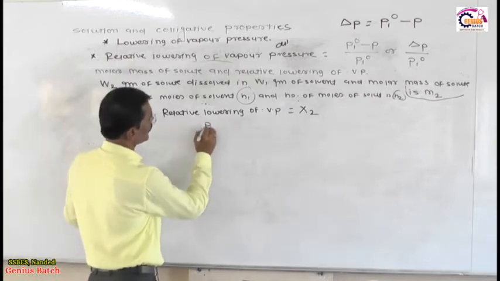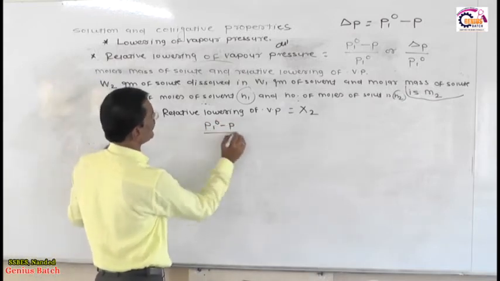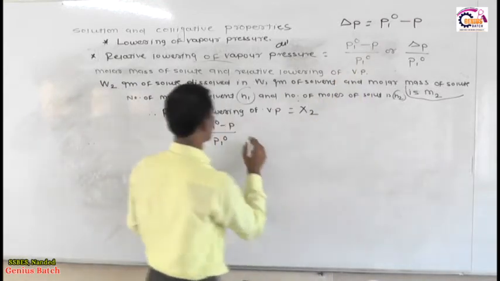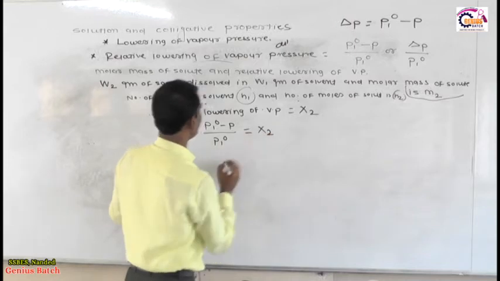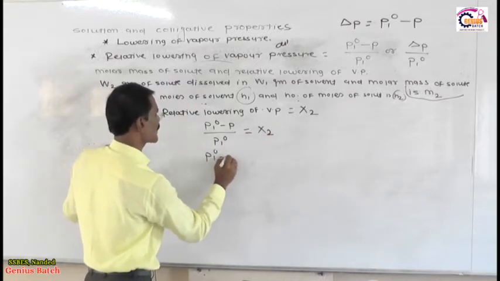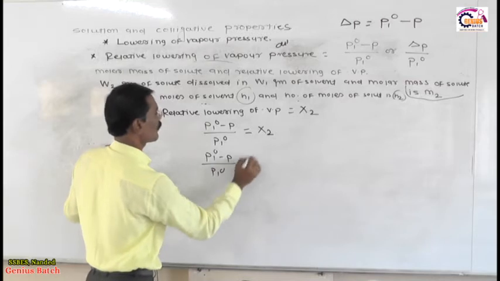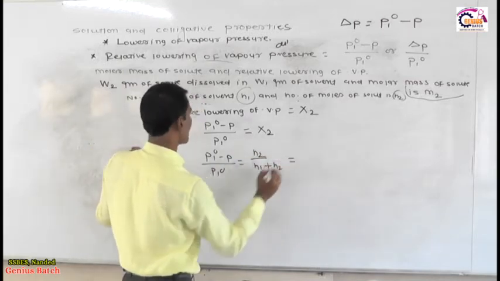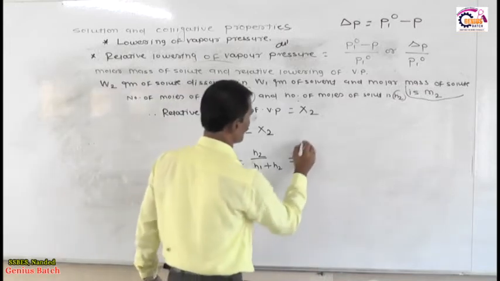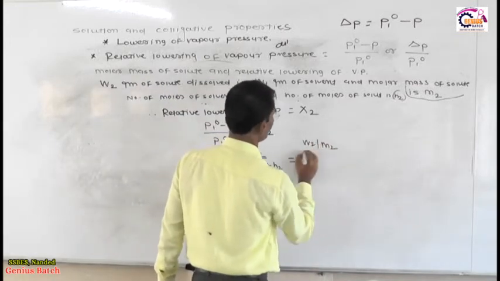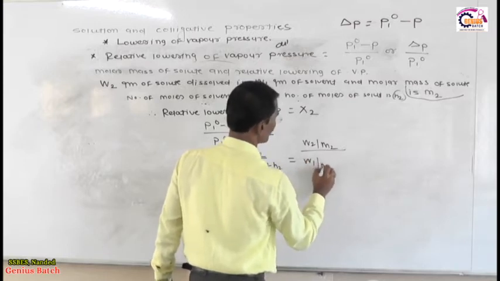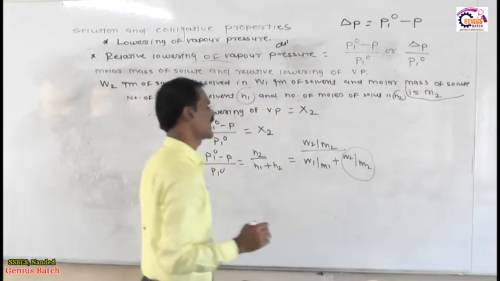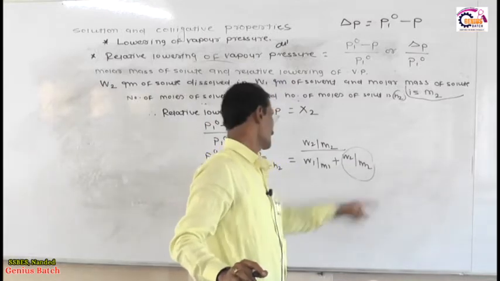Therefore P10 minus P upon P10, because this is the relative lowering of vapor pressure, is equal to X2. What is X2? It is equal to N2 divided by N1 plus N2. N2 divided by N1 plus N2 means W2 by M2 divided by W1 by M1 plus W2 by M2. But the W2 by M2 value we neglect, because this is a very dilute solution.